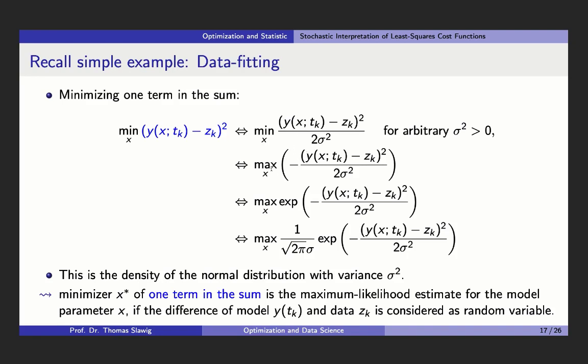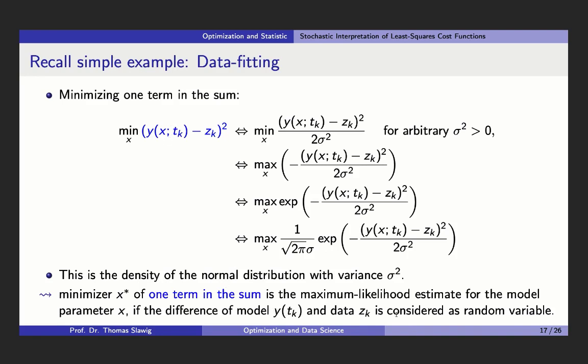And again, if I change the sign here, I come to the maximum. If I use the exponential, I can also come to the maximum of this exponential, and I can also put this additional factor inside. So these problems are equivalent if I'm just looking for the x. And this, at the end, is again the density of the normal distribution with variance sigma squared. So the minimizer of one term in the sum is the maximum likelihood estimate for the model parameter x here.